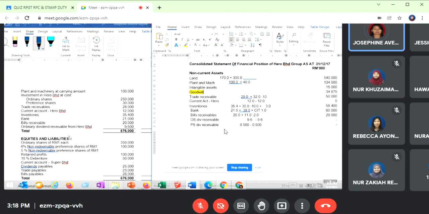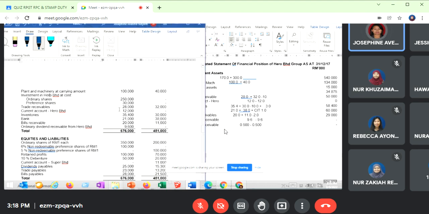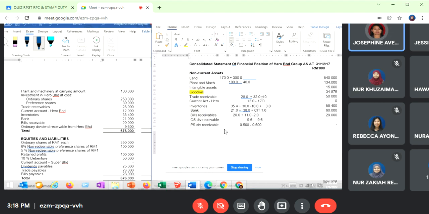Then you go to your trade receivables. Trade receivable, you just plus. And then you go to current account. You just take the figure, just fill it up. You go to the current account. You do the same. You go to inventory. You do the same. You just combine. Bank. All right, bill receivable.